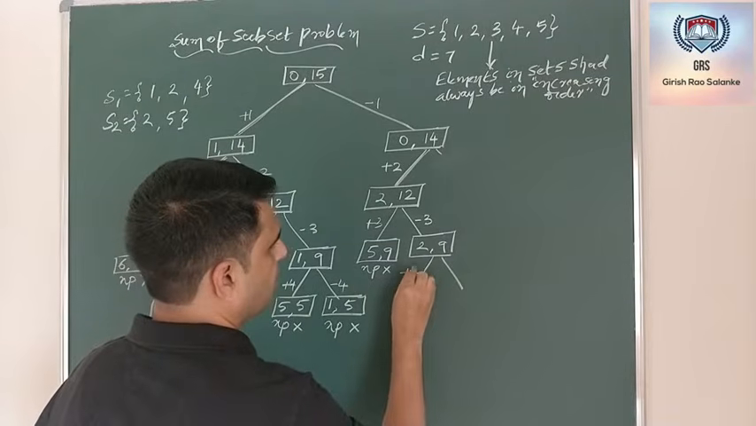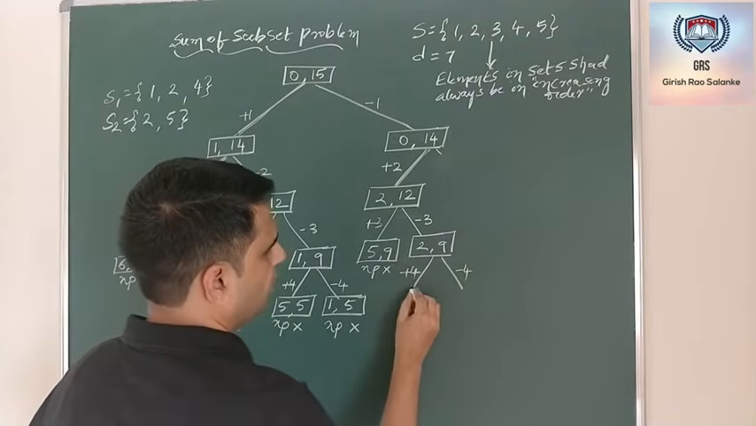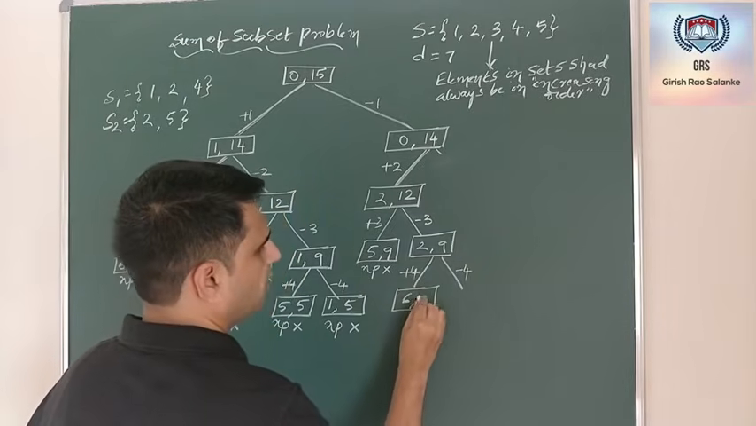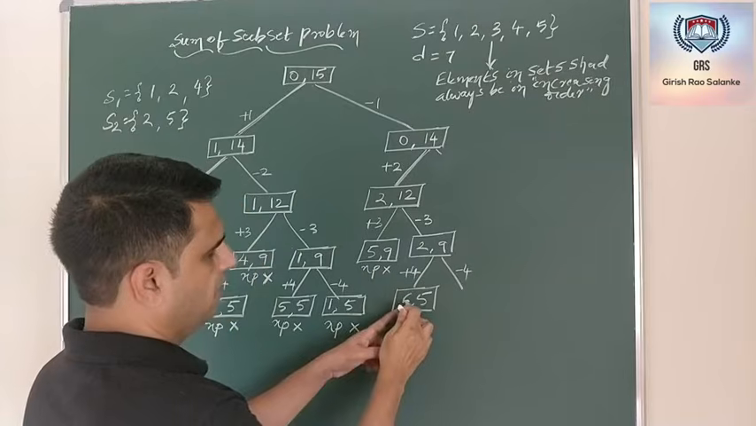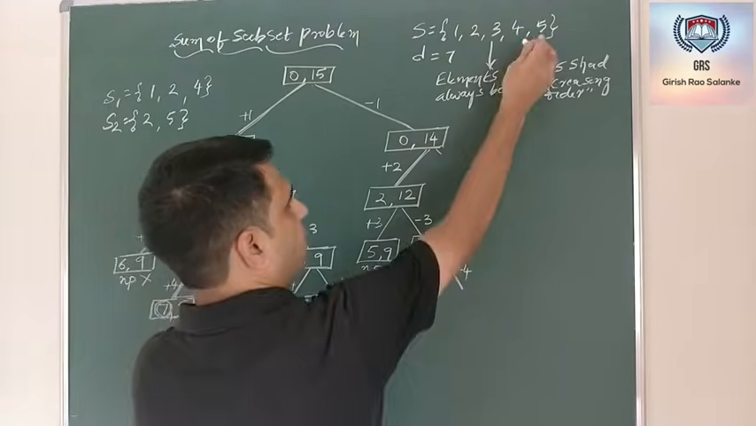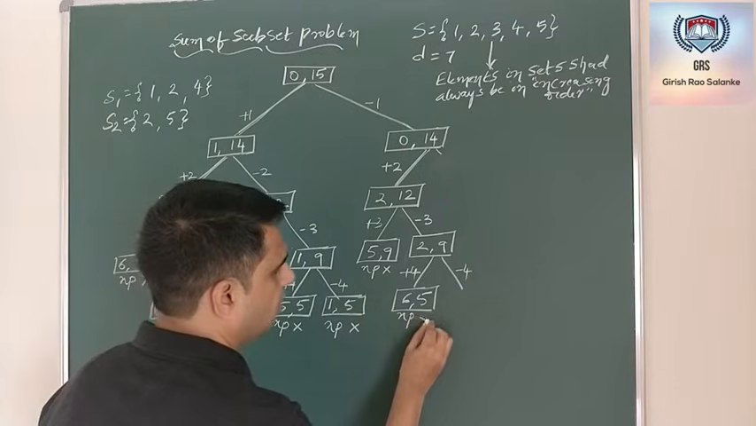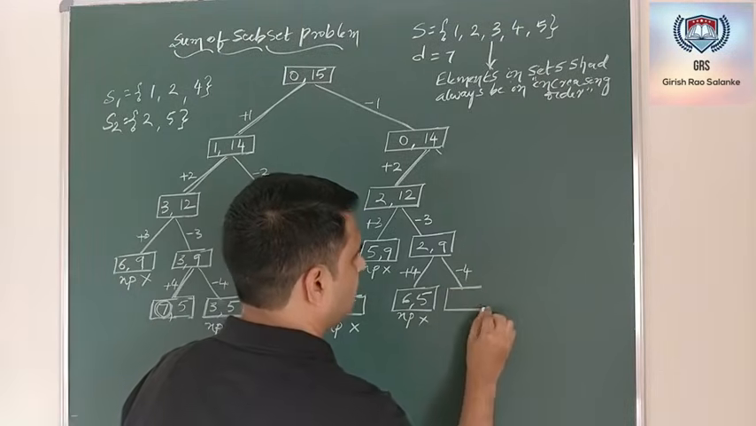Next element is plus 4 minus 4. Plus 4 means 2 plus 4 is 6. 9 minus 4 is 5. Now from here, if you add 6 plus 5 is 11, which is greater than 7. So this is a non-promising node. Stop here. Now come to this particular part.